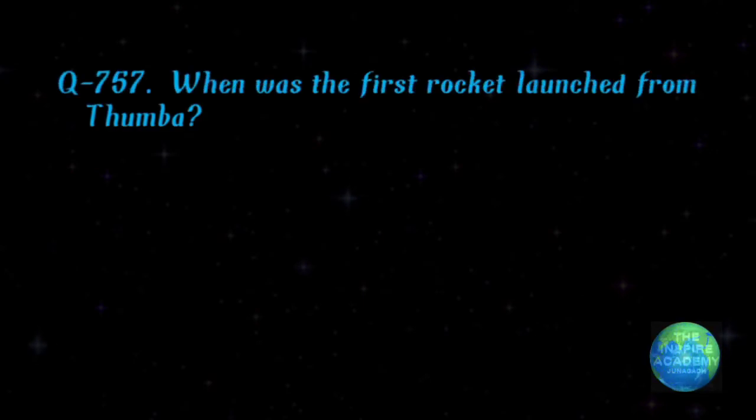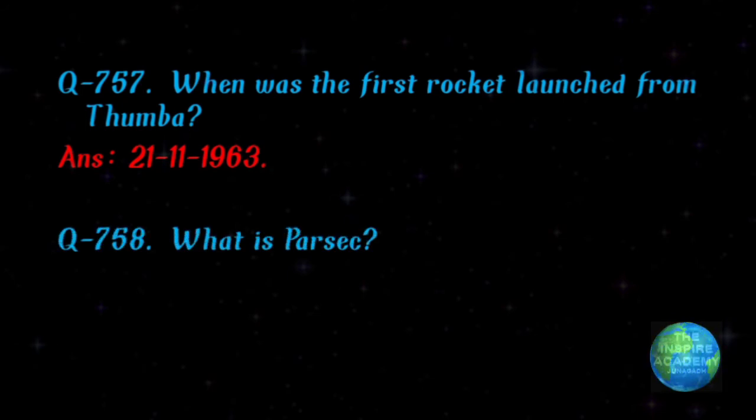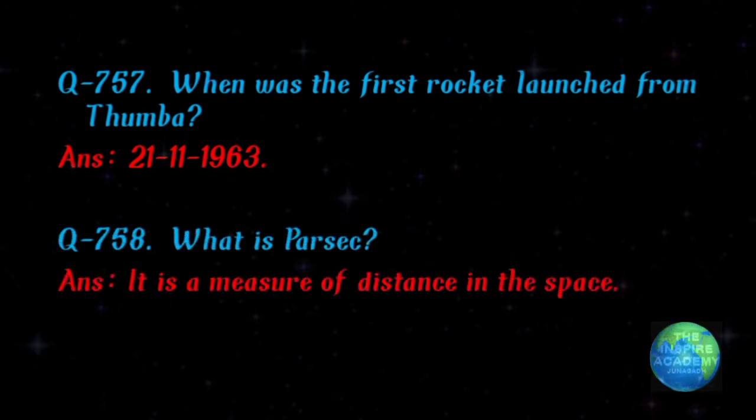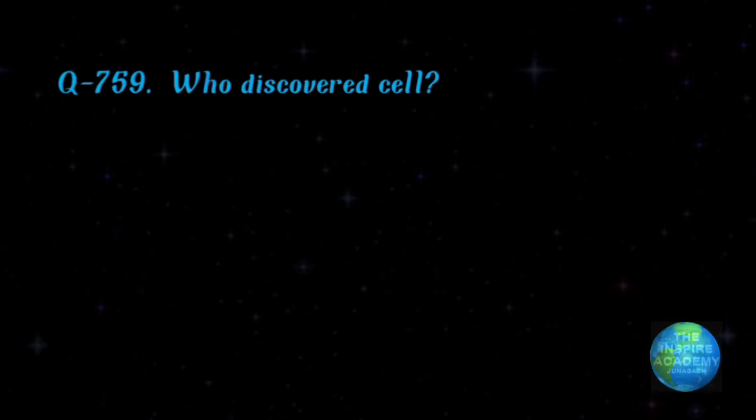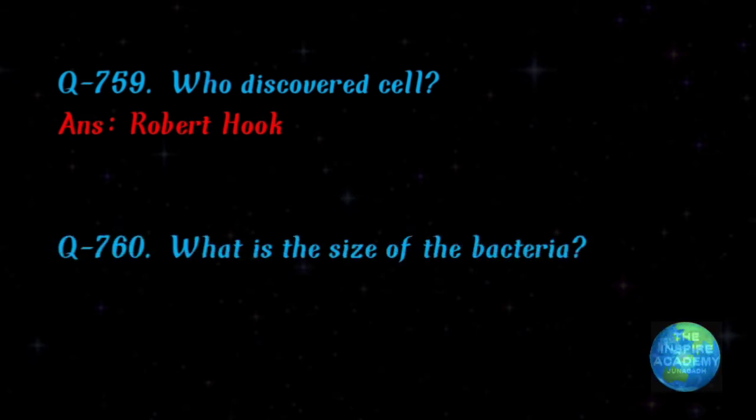When was the first rocket launched from Thumba? 21st November 1963. What is a parsec? It is a measure of distance in space. Who discovered the cell? Robert Hooke. What is the size of the bacteria? 1 upon 10 to the power 4 meter.